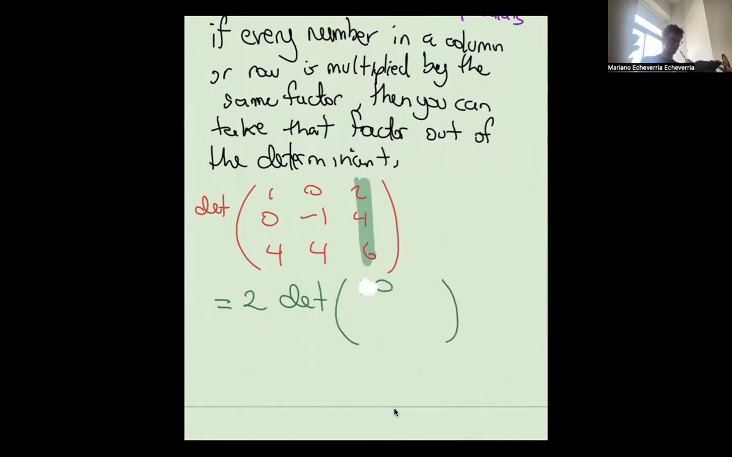Oh, let me put this in different colors. So 1, 2, 3, and I'll keep the same here. In fact, let me change this. Sorry, I will change these numbers to 3. You'll see why in a second.